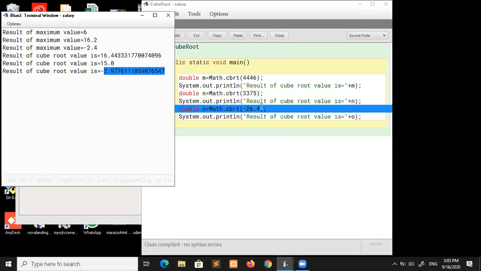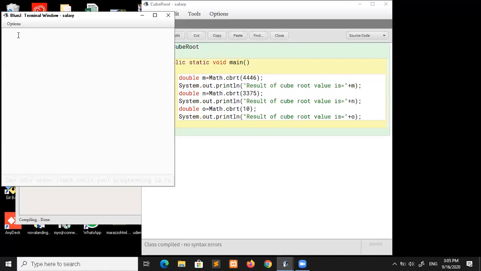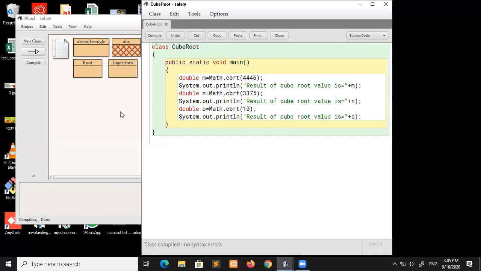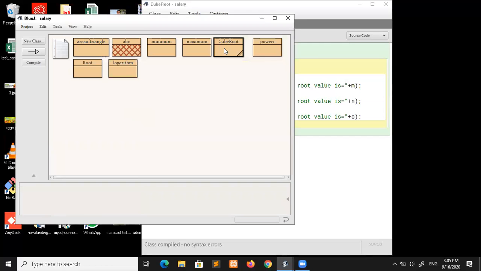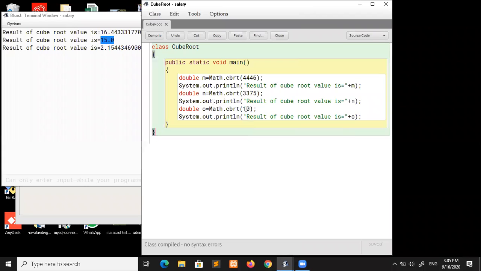Getting it? Now suppose if I make a 10, and then, yeah, see, I'm getting the result properly. These values have got modified, the others are the same. Getting it? Clear? Any query till here?